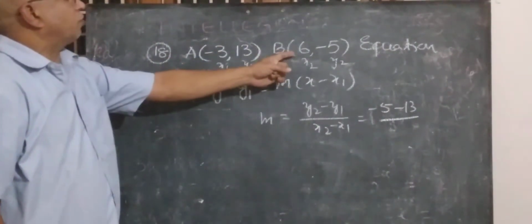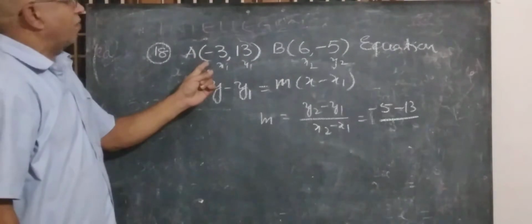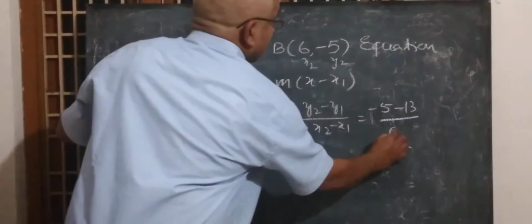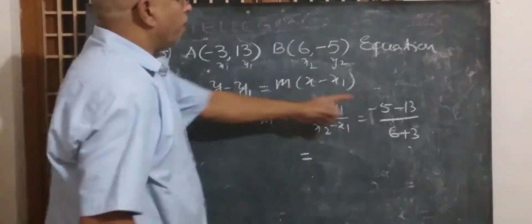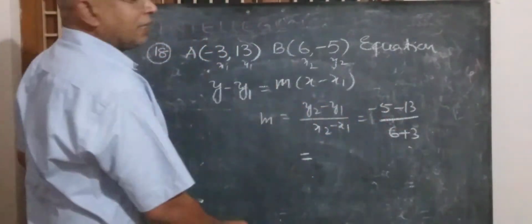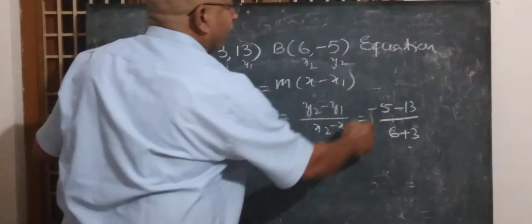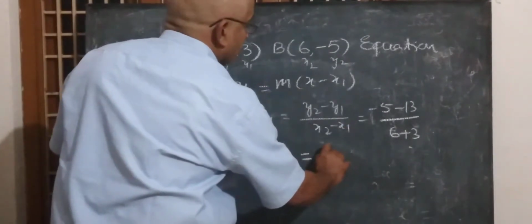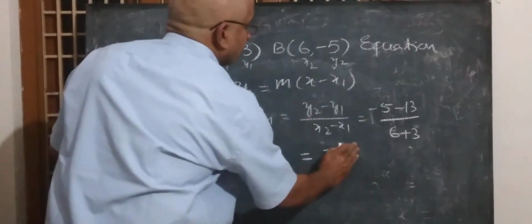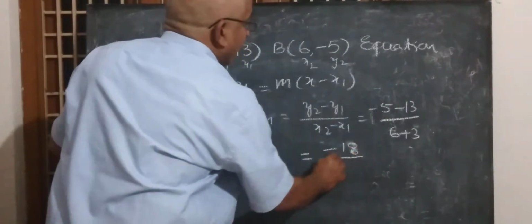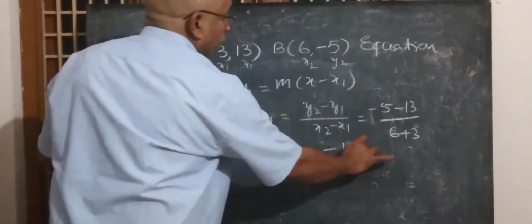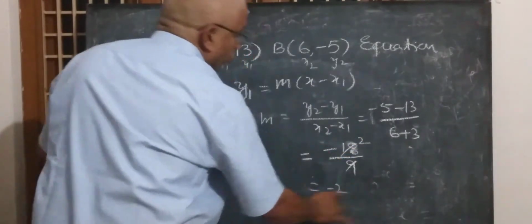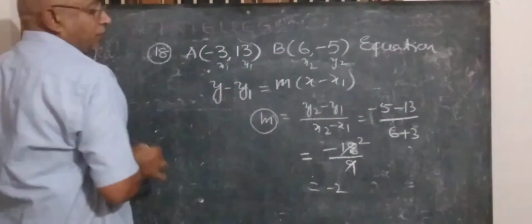What is the value of x2 here? 6. x1 value is minus 3. So 6 plus 3. Clear? Minus 5 minus 13, how much is the answer? Minus 5 is added to minus 13, minus 18, by 6 plus 3, 9. So 9 cancels upon 2, and that is equal to minus 2. Now you have found the m value.